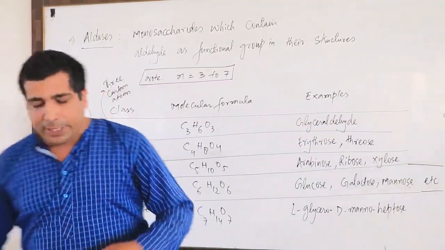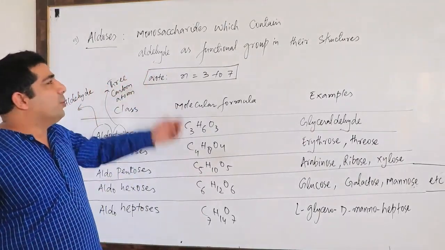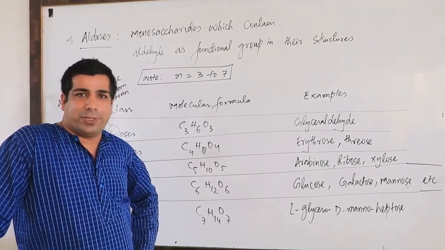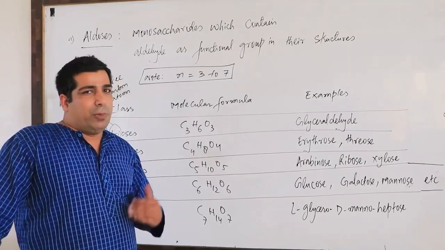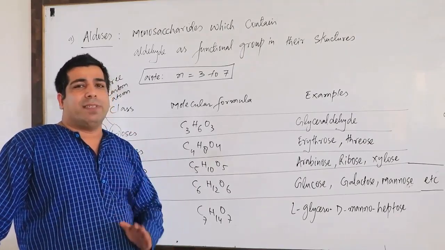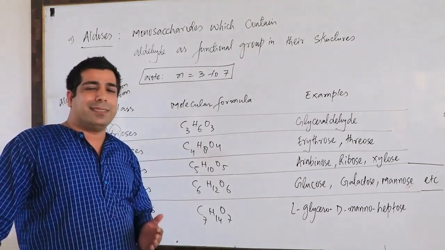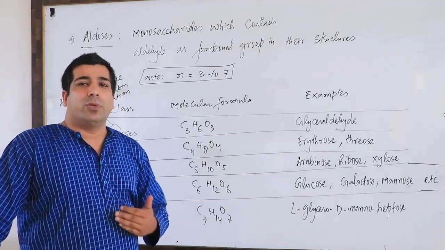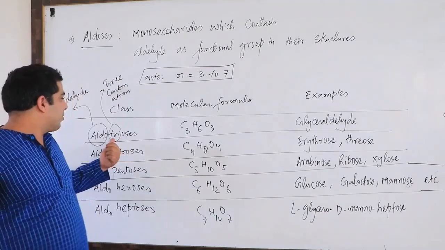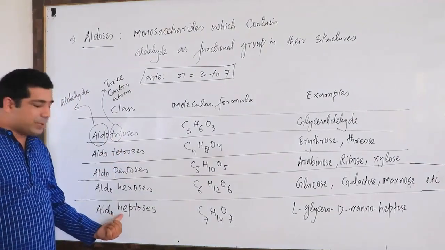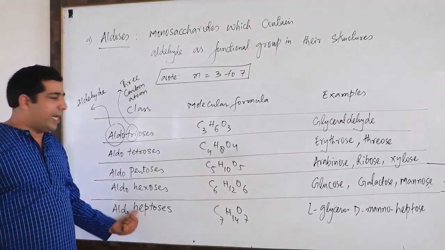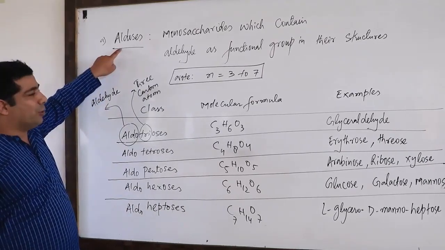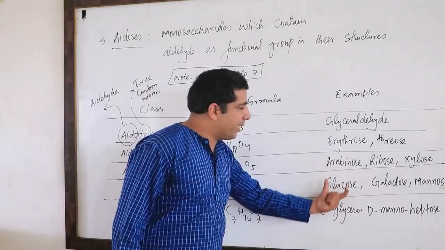So my dear friends, in one line I will tell you that aldoses are those monosaccharides which contain aldehyde as a functional group in their structures. And remember, aldoses are monosaccharides and they should contain 3 to 7 carbon atoms in their structures, not less or more than that. You can't have a 2 carbon monosaccharide and you can't have an 8 carbon monosaccharide. You can have only 3 carbon. Tri means 3 carbon monosaccharide. Hept means 7 carbon monosaccharide. And all these structures contain aldehyde as a functional group, so they are called aldoses. And these are the examples which I have given right out here.